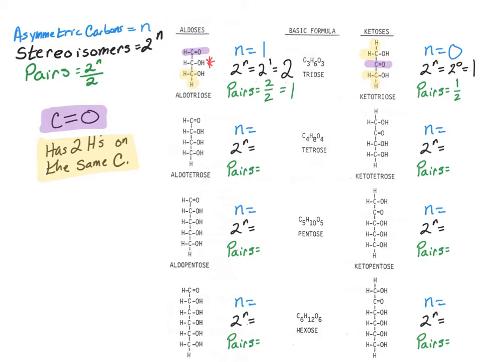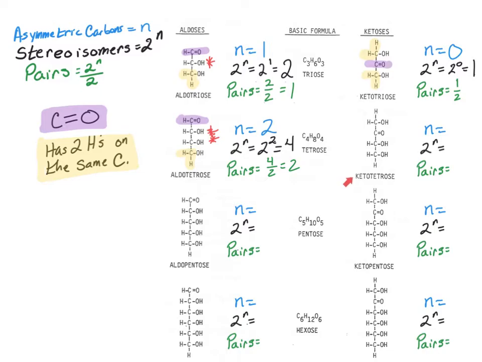Let's start with the aldotetrose. We see that there are 2 asymmetric carbons. The top one is not asymmetric because it has a C double bond O. The bottom one is not asymmetric because it has 2 hydrogens attached to the same carbon. So n is equal to 2. To find the total number of stereoisomers of an aldotetrose, we will have 2 to the power of 2 in this case, which is 4. There are 4 stereoisomers of aldotetrose. How many pairs is that? 4 divided by 2 is 2, so there are 2 pairs of aldotetroses.